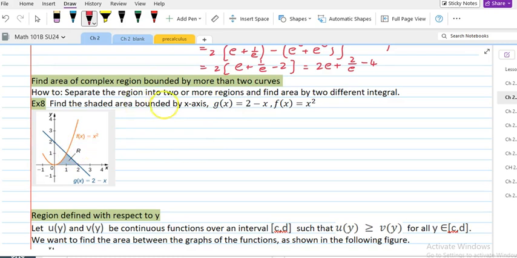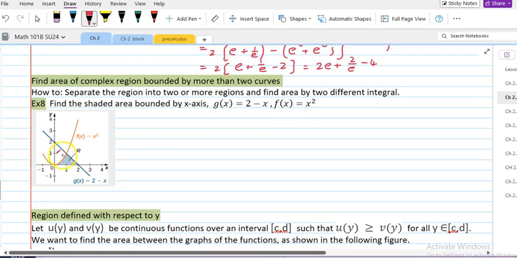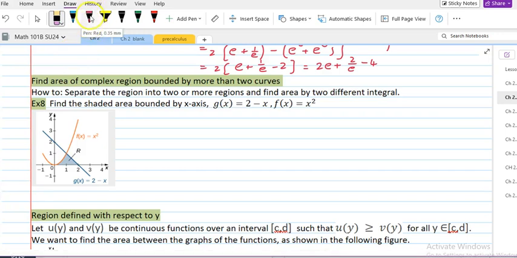So for example, this one has a 2 minus x curve, which is a line, and f of x equal to x squared, and also the x-axis. So it's not this area, it's the area above the x-axis. So basically you can see that it's actually bounded by three curves: the x-axis, the straight line, and then y equal to x squared. And this is the region that we want to find the area of.